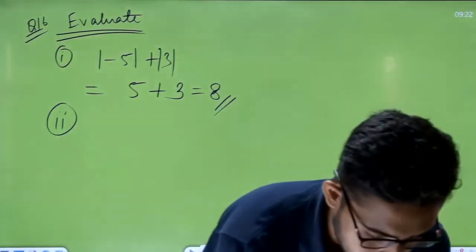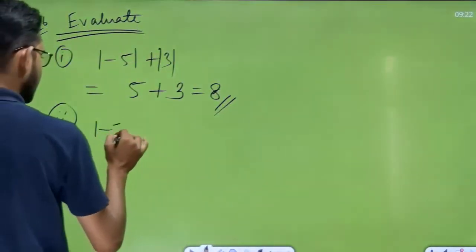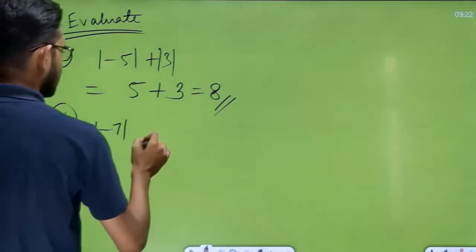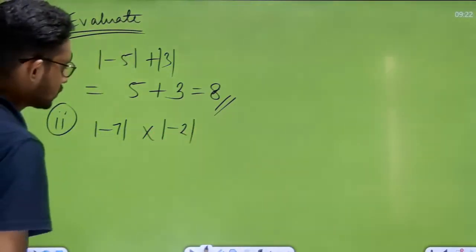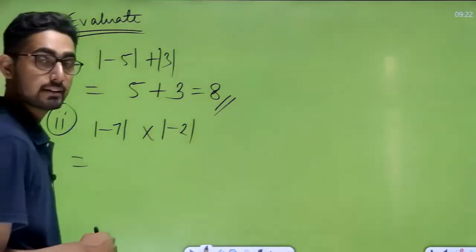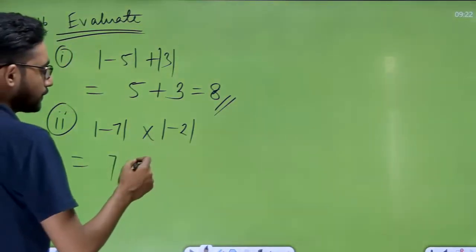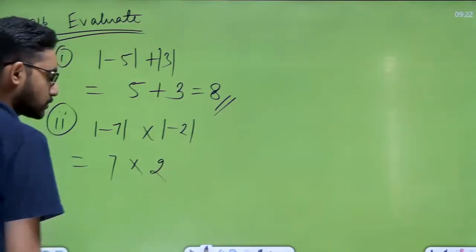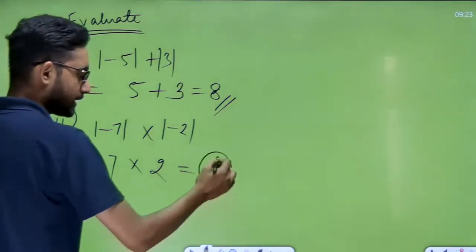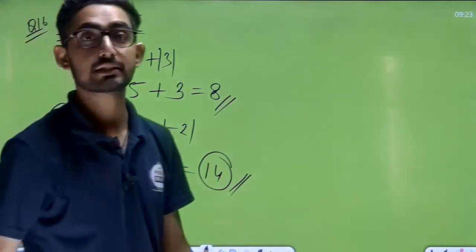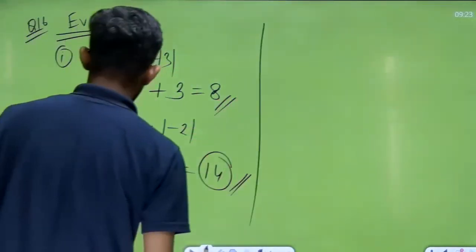Okay. Now, second question, that is mod minus 7 multiplied by mod minus 2. So what is the value of mod minus 7? That is 7 only. And what is the value of mod minus 2? That is 2. So 7 times 2 is equal to 14. Very, very simple question. Next question.